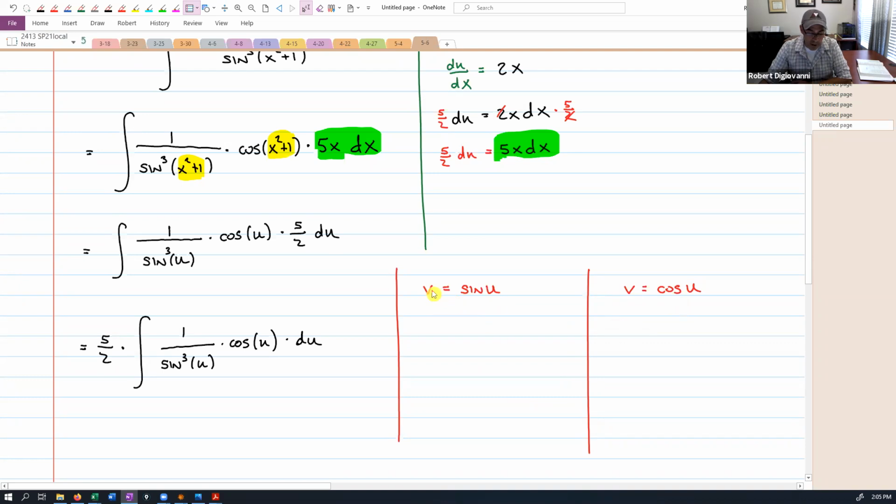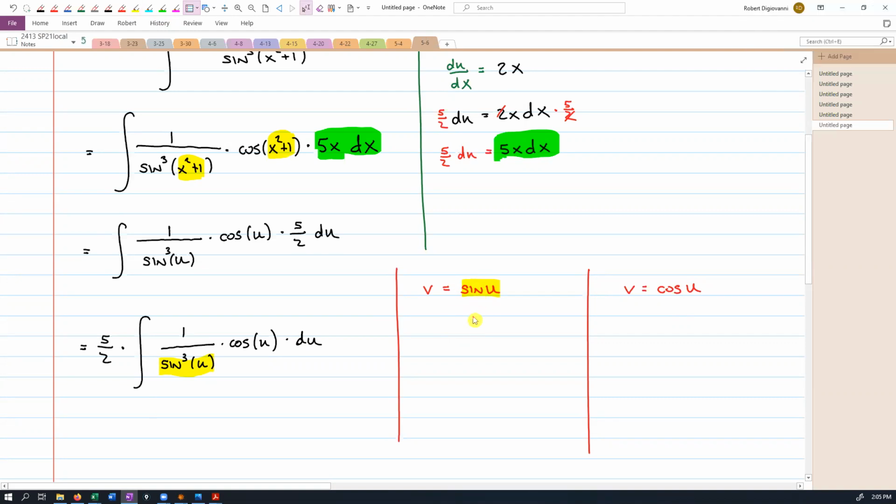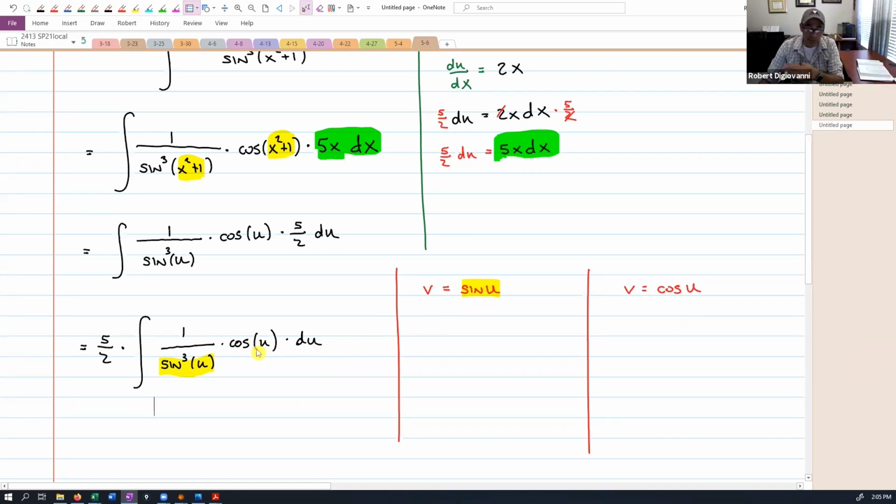So think about it. If v is sine of u, that's v's sine of u is going to be that, right? The derivative of this would be what? Cosine u. And do you see cosine? Yeah. Is it in the numerator? Yes. Is it trapped? No. That's good.